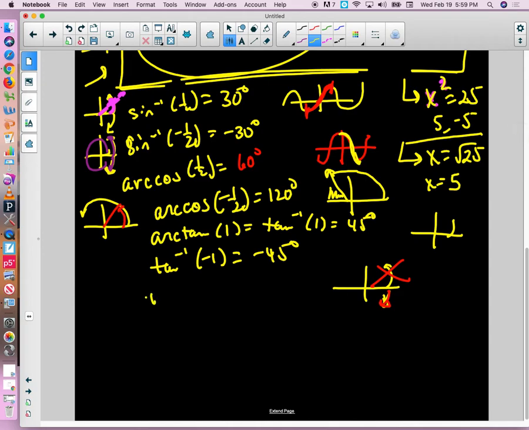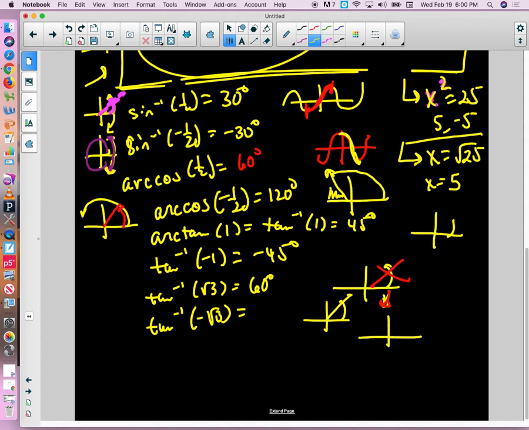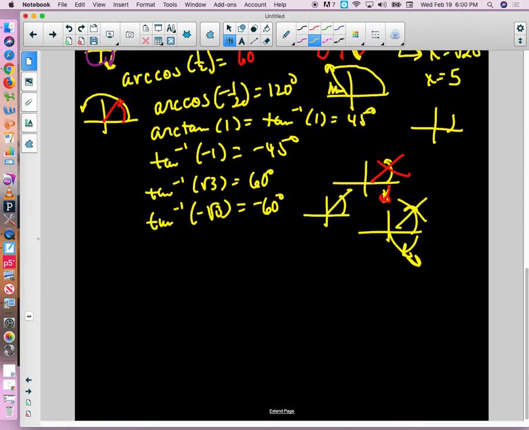If I have inverse tan of root 3, then I'm going to look in the first quadrant, and I'm going to find my answer at 60 degrees, or pi over 3. Arctan of negative root 3. I'm not going to look up here, so I'm going to look down here and get negative 60 degrees, or negative pi over 3. If I have arc cosine of negative square root of 2 over 2.